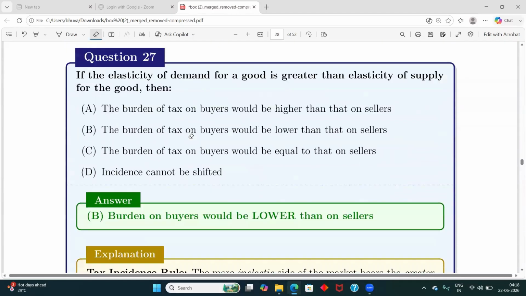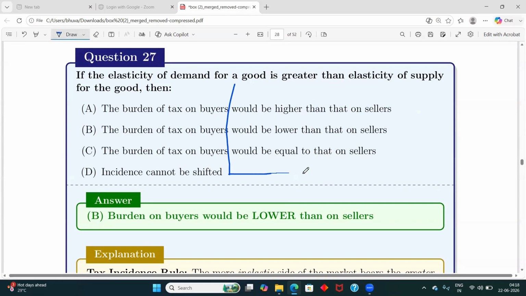Question number 27. If the elasticity of demand for a good is greater than the elasticity of supply for the good, then option A, the burden of tax on buyers would be higher than that on sellers. Option B, the burden of tax on buyers would be lower than on sellers. Option C, the burden of tax on buyers would be equal to that on sellers. Option D, incidence cannot be shifted. Let's see through the graph.